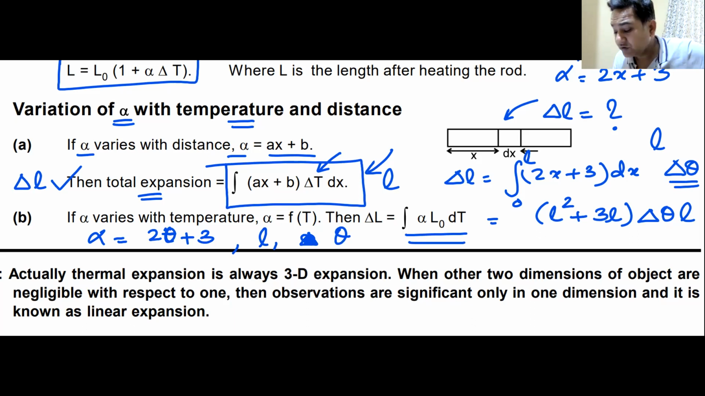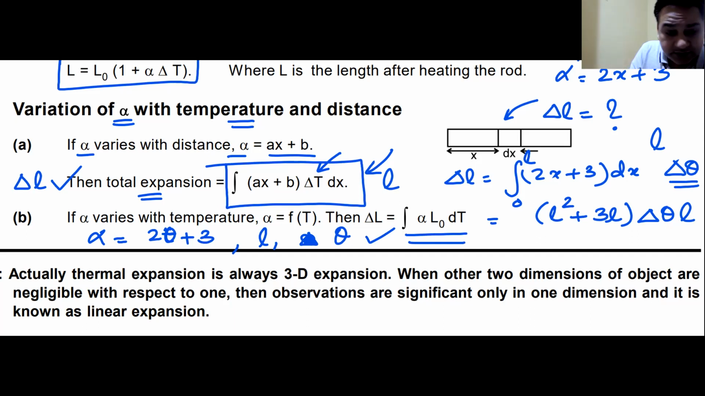Can you now find out the change in length of this rod? Theta square plus 3 theta into L. So you can just integrate it and you will get your answer.